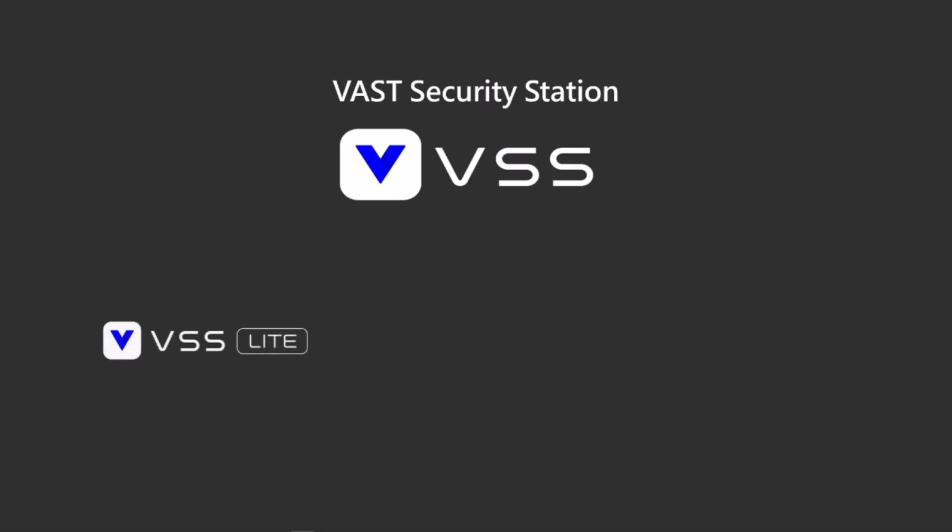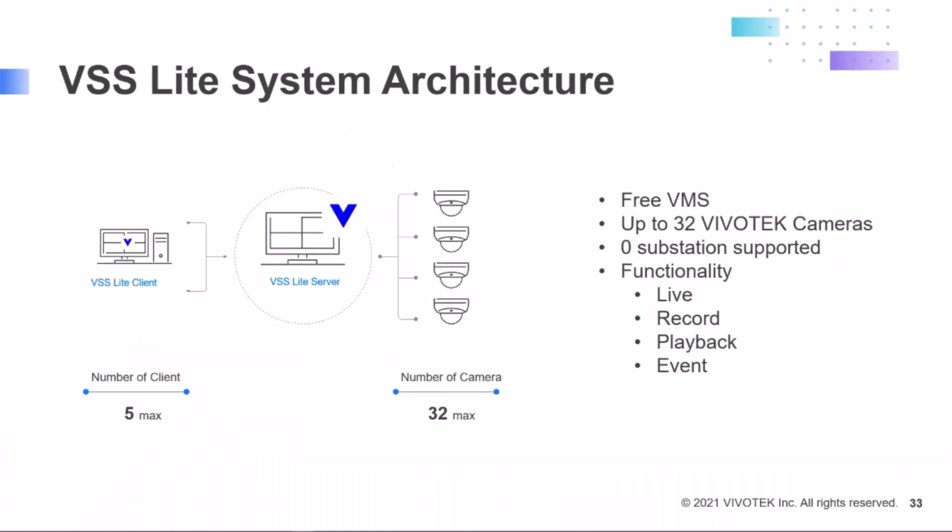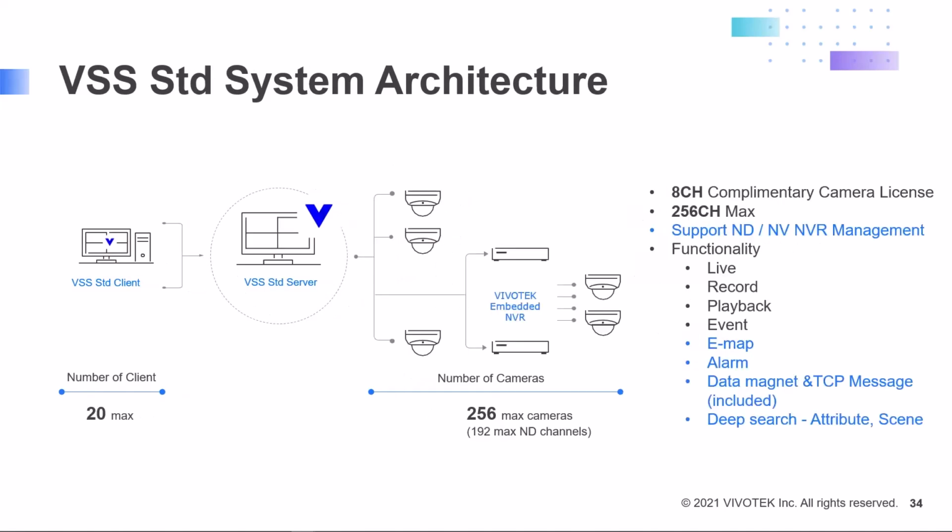So going over the different versions that VSS offers, it's conveniently divided into 3 editions. We have our Light, Standard, and Professional. Our VSS Lite is going to be our base tier. It's our freeware. It will connect up to 32 VIVOTEK cameras, with very basic functionality. This one is not going to allow you to use the AI function, the AI deep searches, for the basic version. However, our Standard version is for our small to medium business applications.